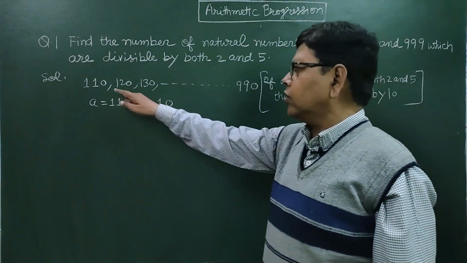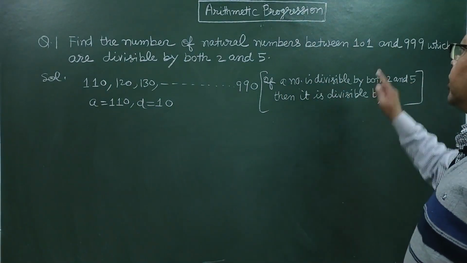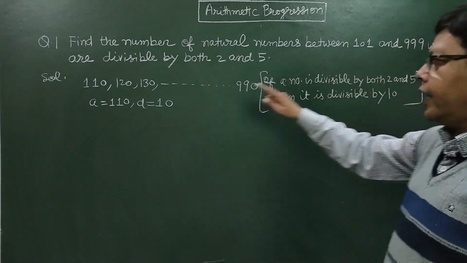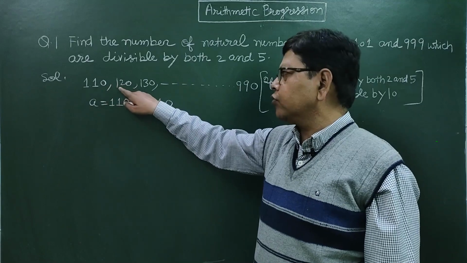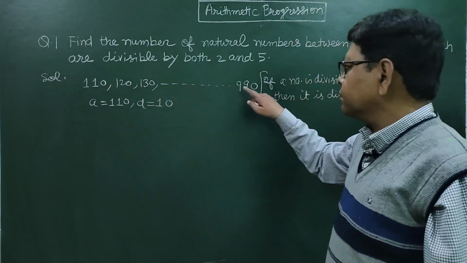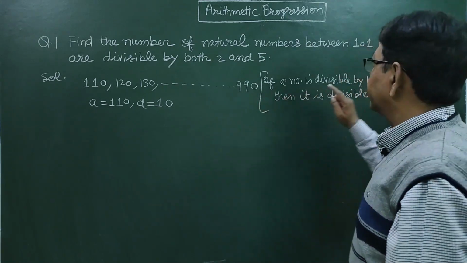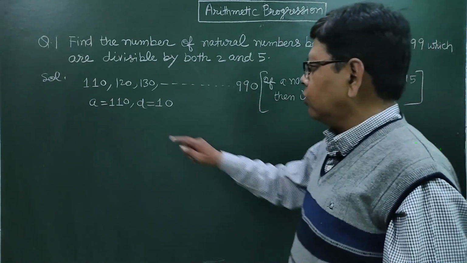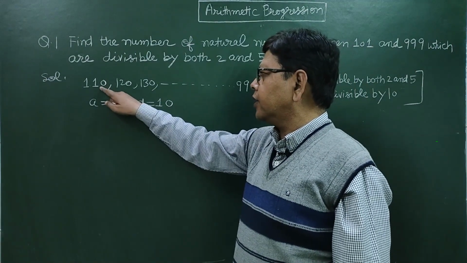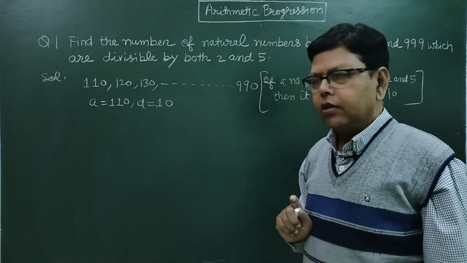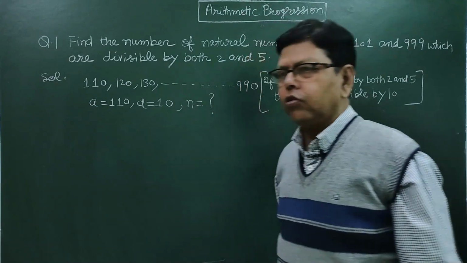So now I have written all the multiples of 10, or the numbers divisible by 10, between 101 and 999. First number is 110, second 120, 130, and this process will continue up to the last number, 990. Now this is an AP whose first term is 110, common difference is 10, and we want to find how many such numbers are there, which means we want to find the value of n.